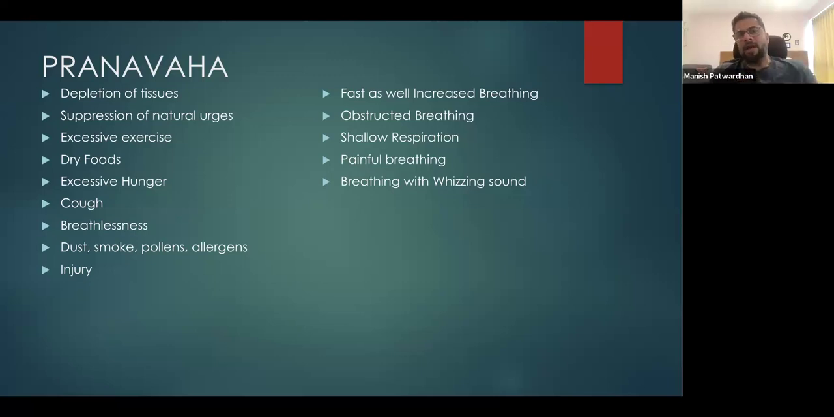So if you look at the channels, the srotasas, the causative factors have been given, which you will find very easily when you analyze the person. So one of the things that has to be done when you analyze a patient is checking the various srotasas and whether there are any disturbances. How do you check it? Obviously, you should know the signs and symptoms of disturbed srotasas. If you know that, then you will know if the srotasa is disturbed or not.